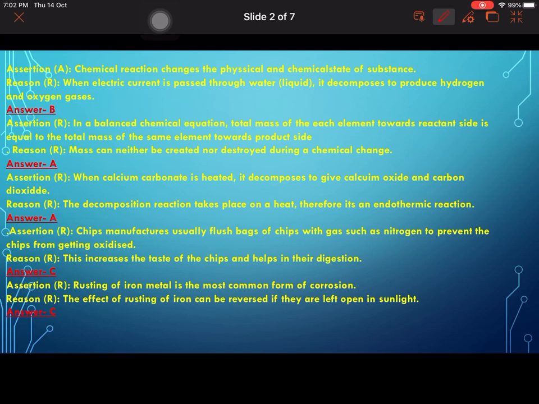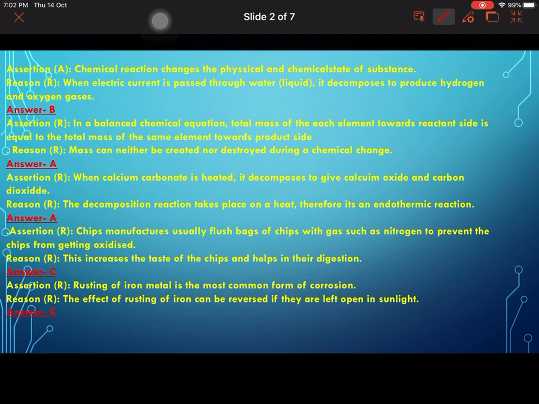Third, when calcium carbonate is heated, it decomposes to give calcium oxide and carbon dioxide. Reason, the decomposition reaction takes place on heating, therefore it's an endothermic reaction. So it is a correct explanation of the assertion. So the answer will be A.